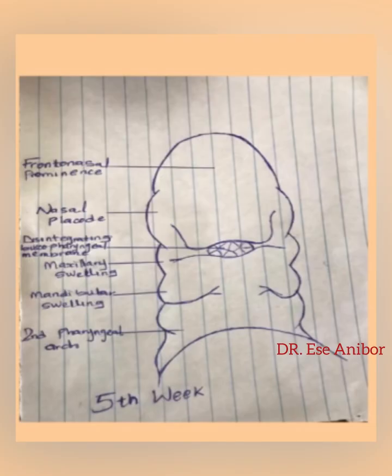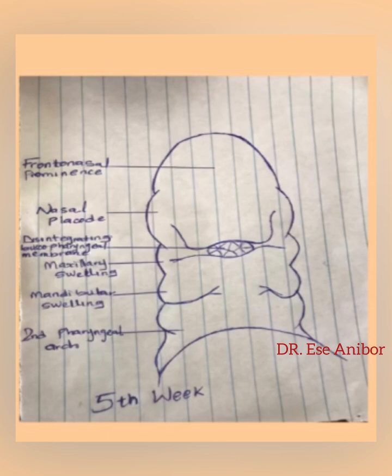There is a diagram here that illustrates the facial prominences, processes that are going to form the face. You have the frontonasal prominence, you have the mandibular prominences, you have the maxillary prominence, and then I'm going to talk about the nasal placode. The nasal placode is also illustrated here. By the 5th week, you can notice that the nasal placodes are formed, invaginating to form the nasal pits.